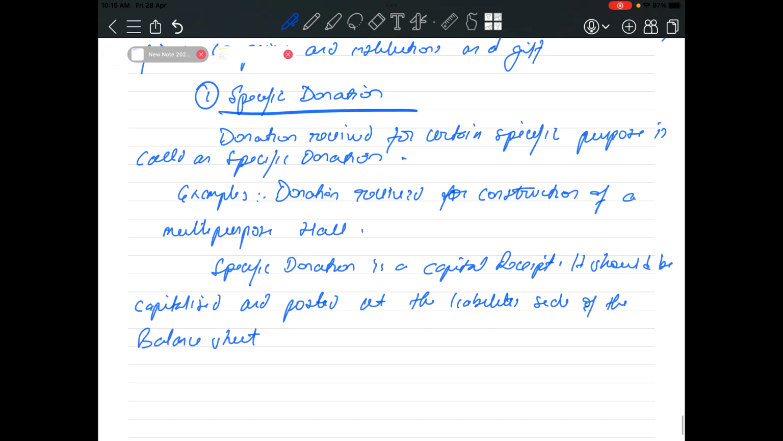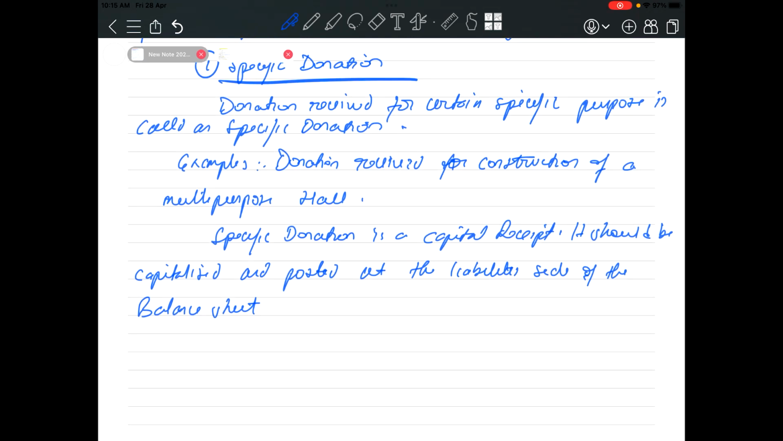Now see, specific donation is a capital receipt. It should be capitalized and posted at the liability side of the balance sheet. Now you may say, donation, we are receiving donation, right? It's an income for us. It is our gain. It should be our asset, right? No, the answer is wrong.